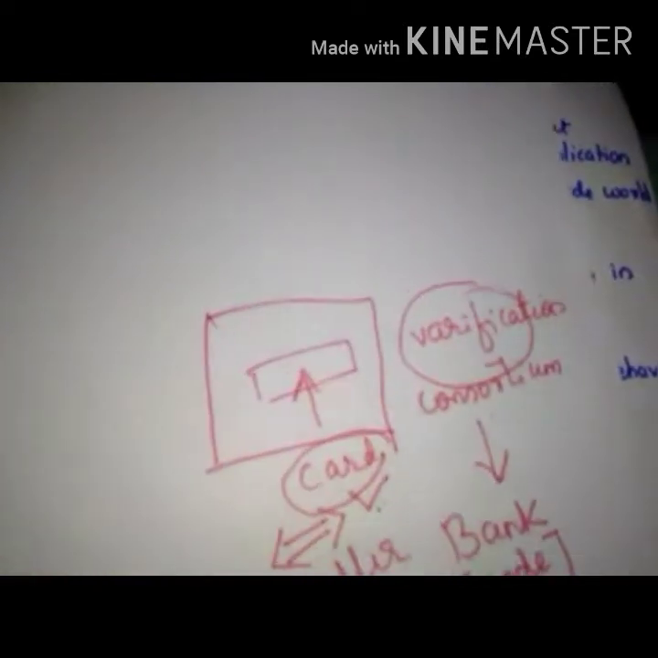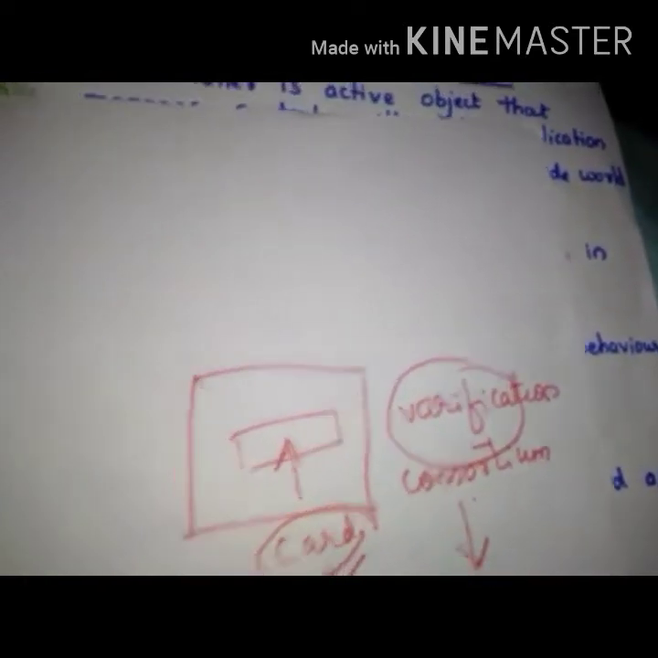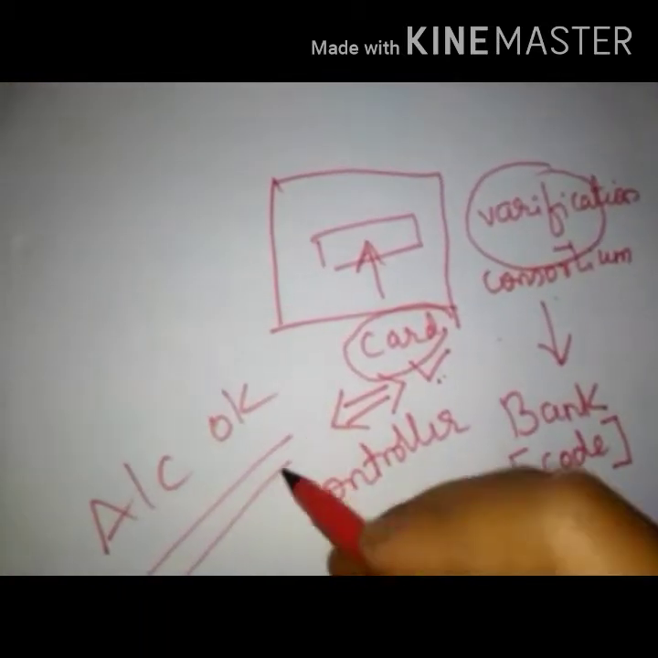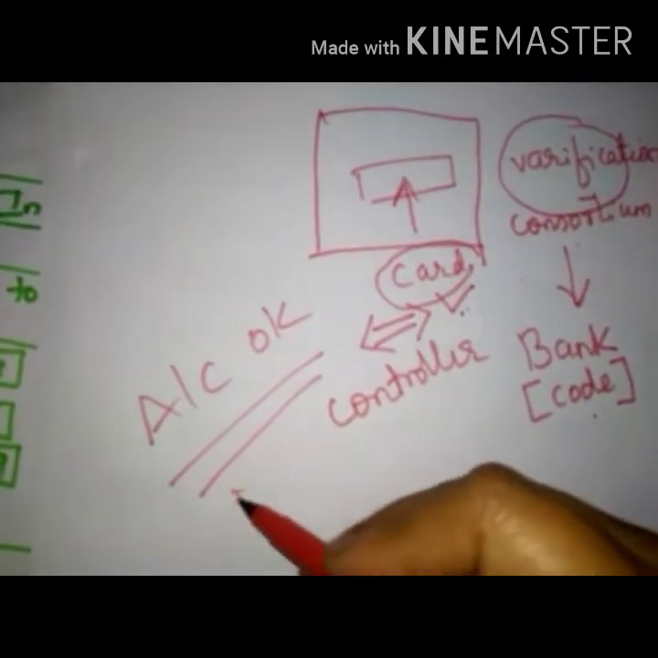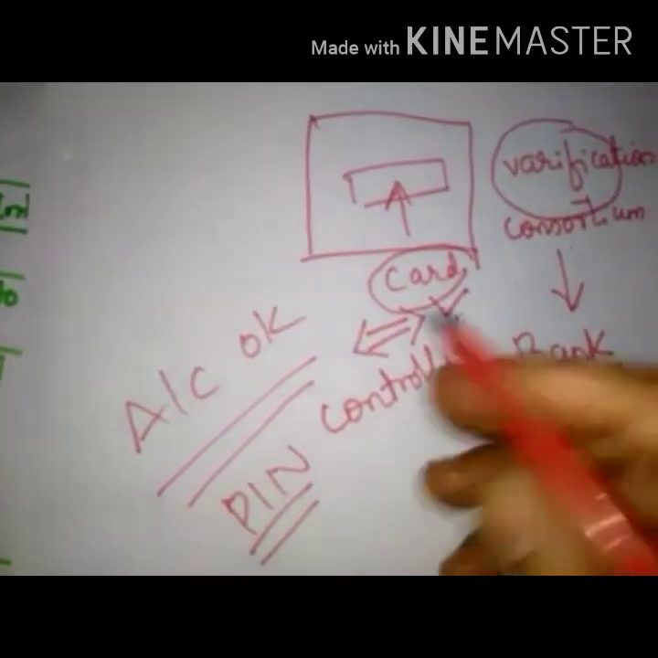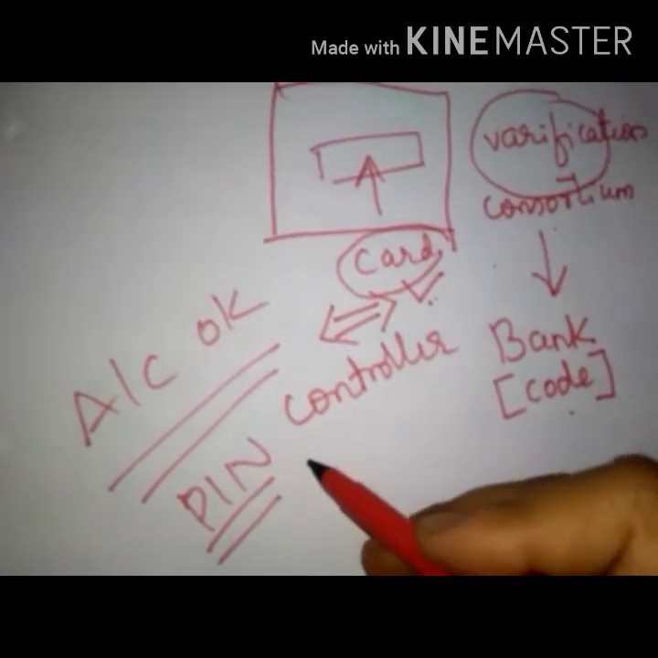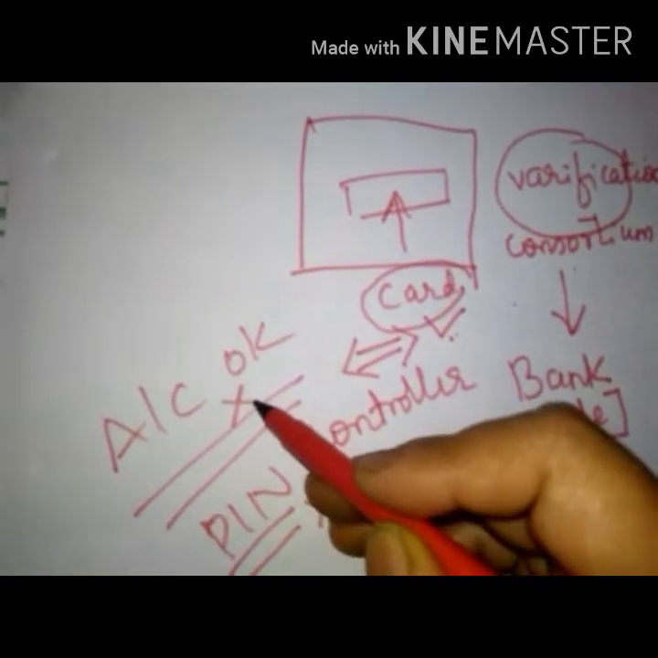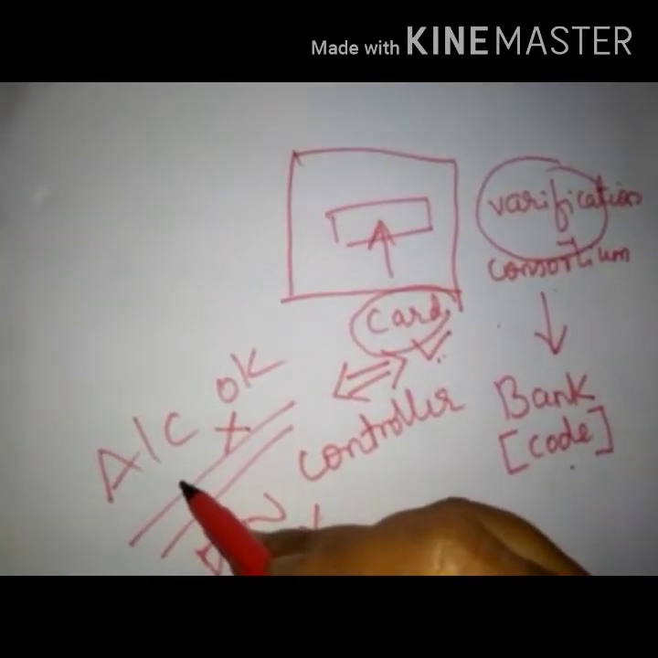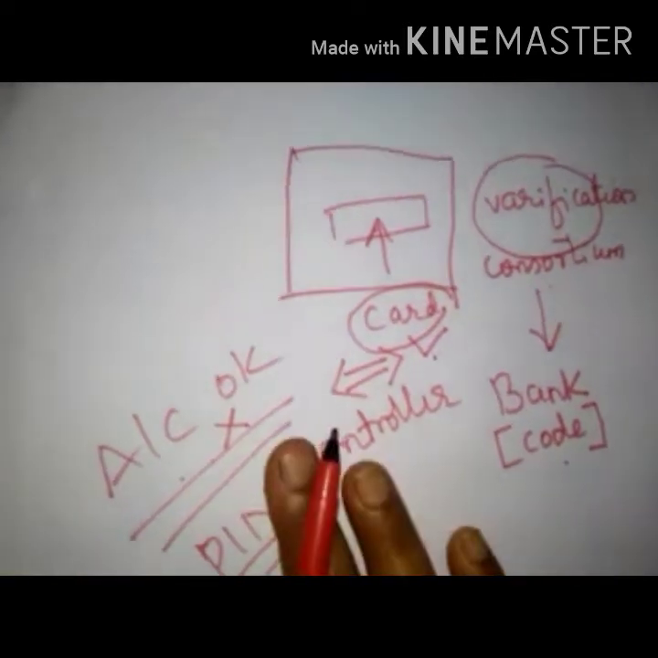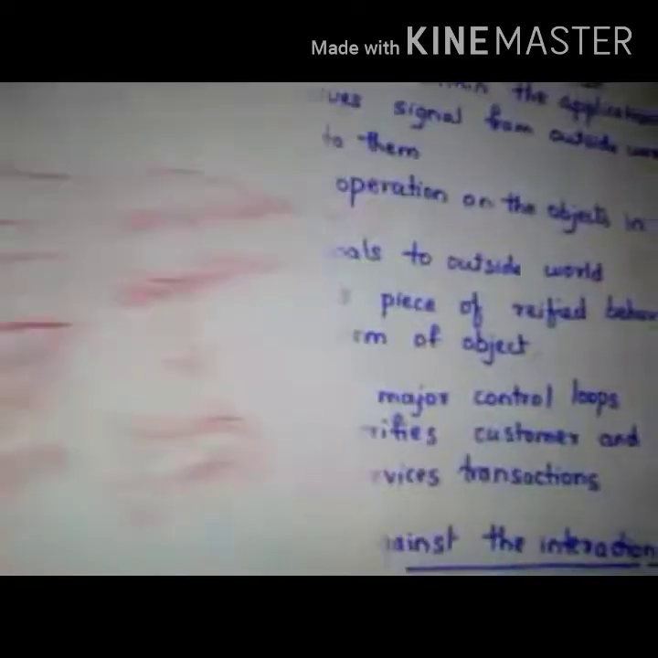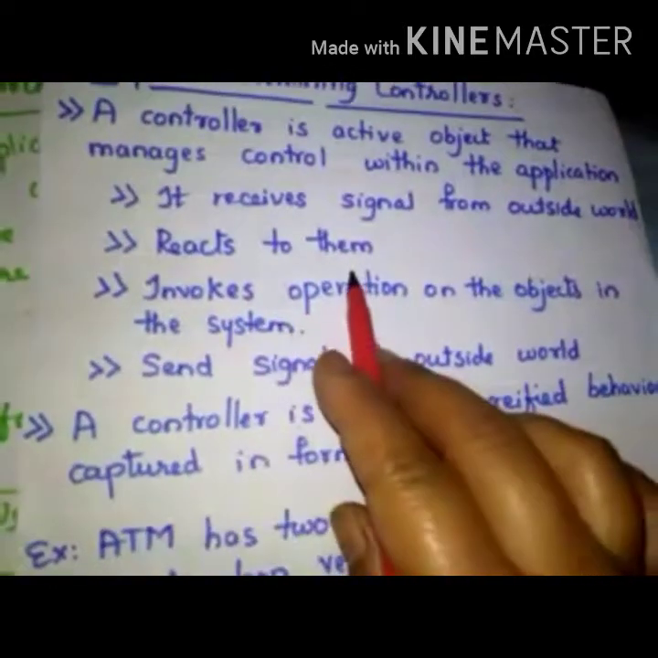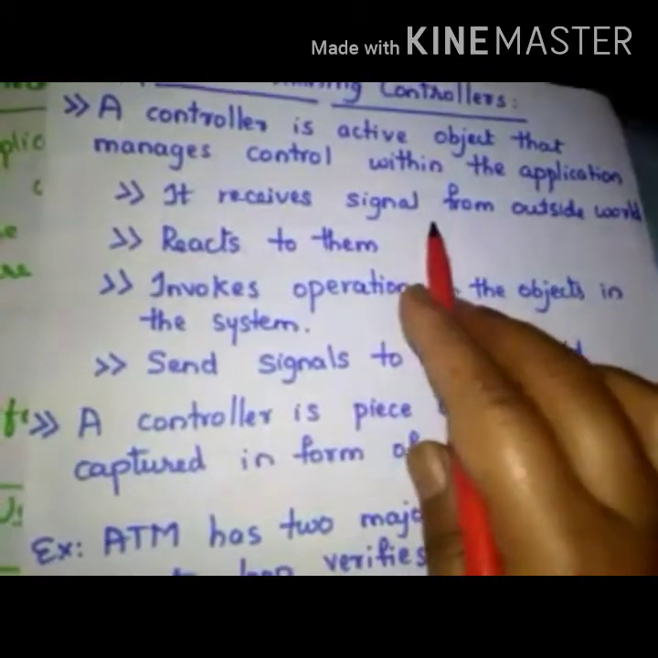So when the card is inserted, it reacts to them either positively, saying that the account is okay, if he has entered a valid card which is not expired, and if he has entered the valid PIN, right? It reacts in a negative way if the person has made a mistake in entering the PIN, or if the card's validity has expired, or if he is using a card which is associated with a closed bank account, right? So at that time it has to react to the signal that has been received. That is, when the signal is received, it should react to them.